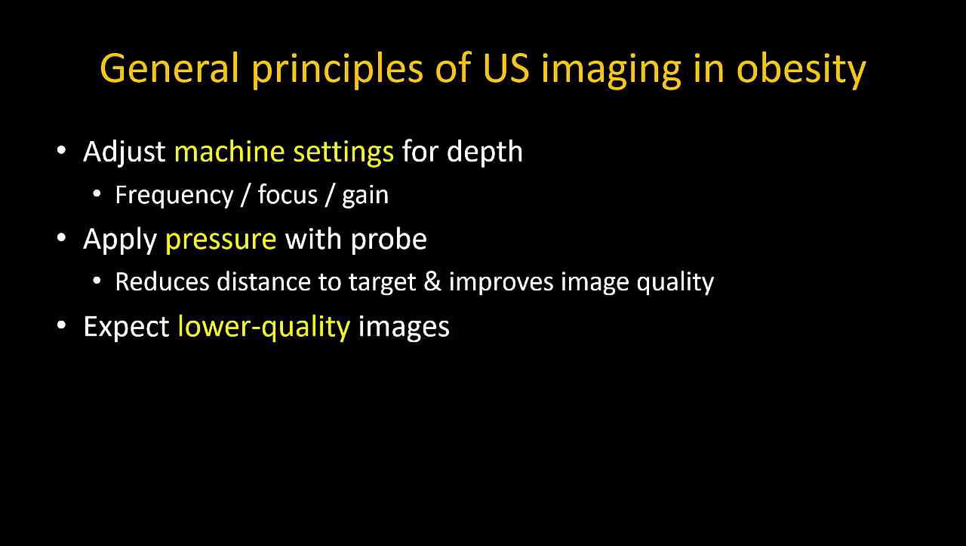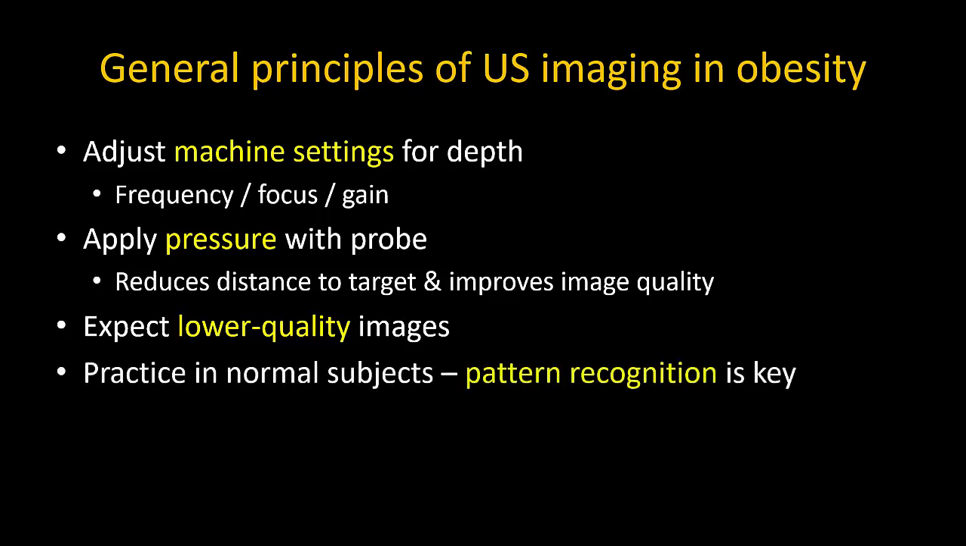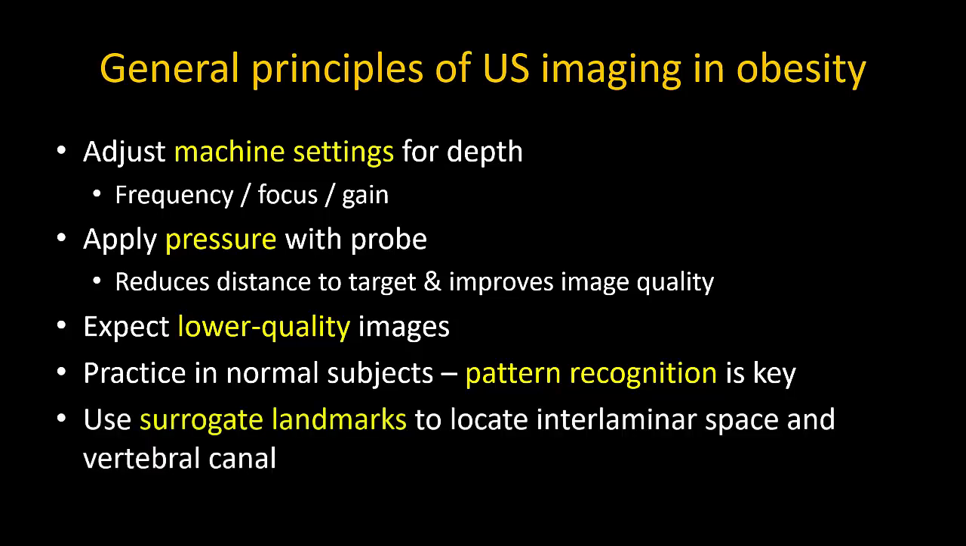Regardless of the above measures, images are often of lower quality, in that structures such as the anterior complex are less bright and visible. There are strategies to effectively address this, however. Practice in normal subjects facilitates pattern recognition and interpretation of these more subtle images. There are also more easily identifiable surrogate landmarks that we can use to help locate the midline, interlaminar spaces, and the vertebral canal.